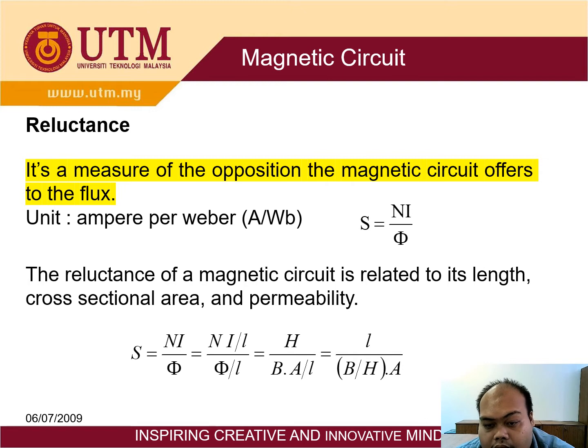Another formula that is important in the magnetic circuit is the second formula. You can see S equals L divided by B over H, times A. So make sure you memorize this: L divided by A, times B over H. B over H is the permeability. I will show you again after this. So make sure you memorize both of these formulas.